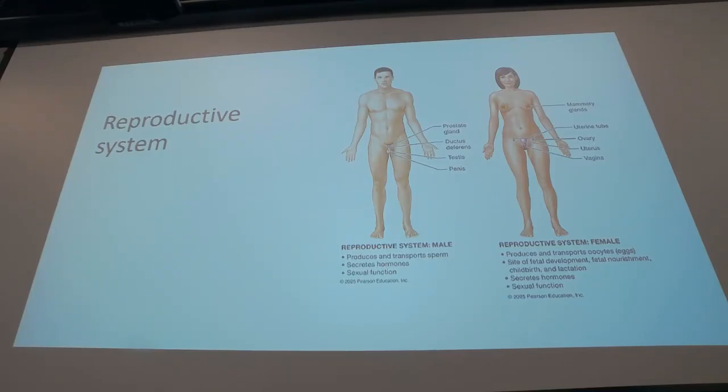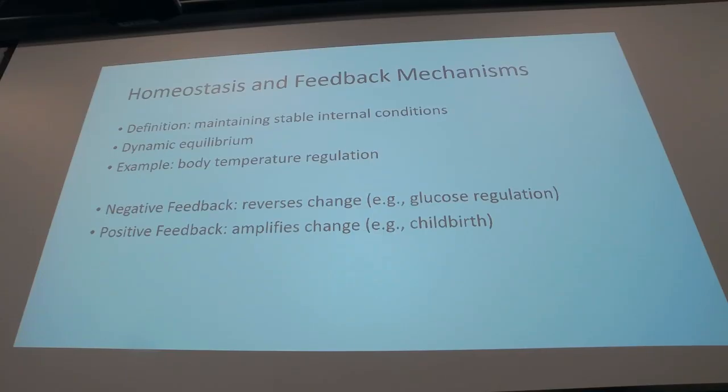So functions in the male reproductive system will be to produce and transport sperm cells, secrete hormones like testosterone, and then reproduction. And for female, will be producing and transporting oocytes or egg cells. And then that's the site for fetal development, fetal nourishment, childbirth, and lactation. And then secrete hormones like estrogen, progesterone, prolactin, and also reproduction. So any questions so far?